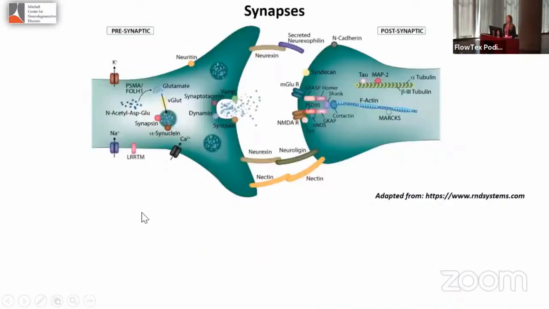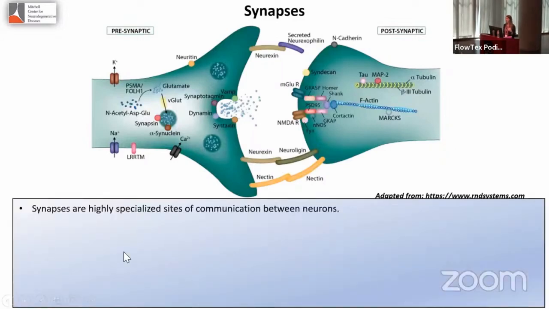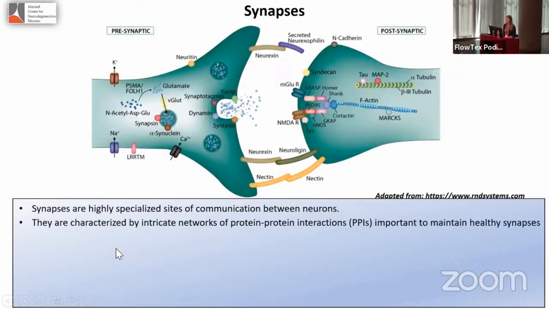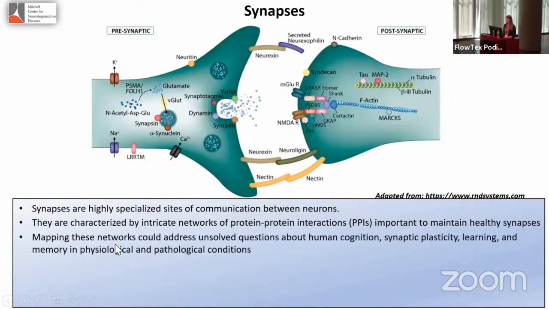But mainly my research is focused on synapses because they have a very important role in the cognitive decline in Alzheimer's disease, but also other pathologies. Synapses are highly specialized sites of communication between neurons. They are characterized by huge intricate networks of protein-protein interactions that are important for the maintenance of the health of synapses. So mapping this network will be important to address and solve questions about human cognition, learning, and memory in both physiological and pathological conditions.